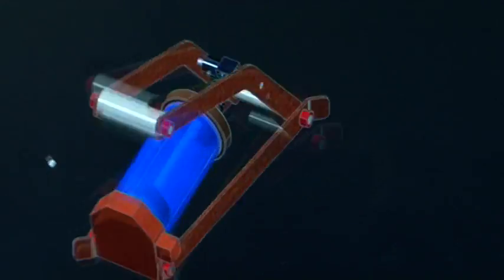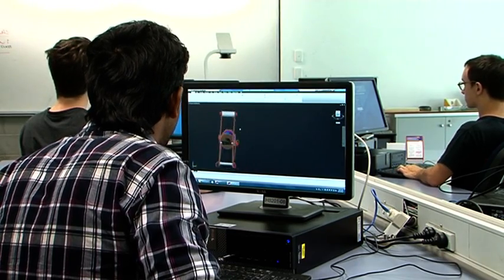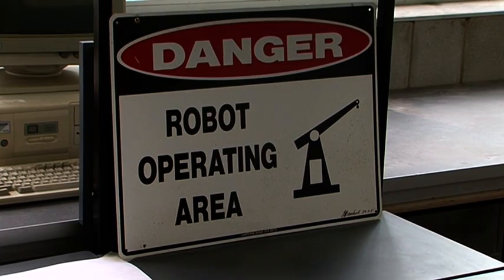Our engineering technology department is fitted out with industry level equipment, giving students a head start in the industry.